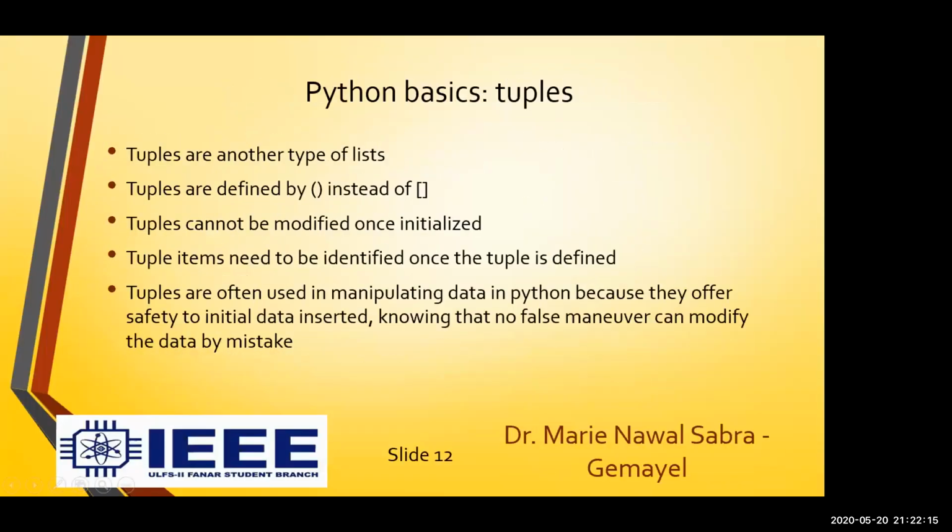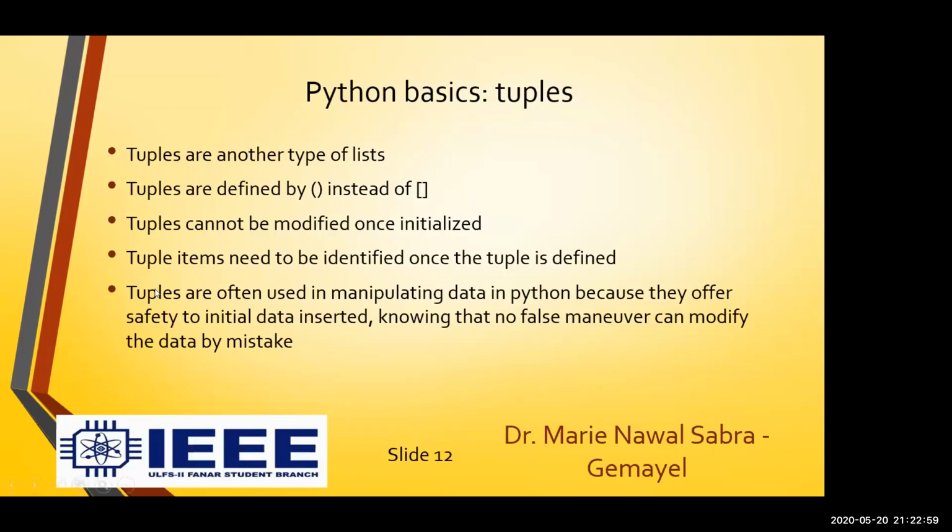Tuples. The difference between lists and tuples is that tuples do not change. First of all, we define them between parentheses instead of brackets. They cannot be modified once initialized. Why? Because sometimes we need to initialize in Python some data, like reference data, that I do not want to modify. And I'm afraid that within the programming, some bad manipulation of the program might change my original data, and I do not want that. Whenever I do not want to change my original data at all, I use a tuple instead of a list.